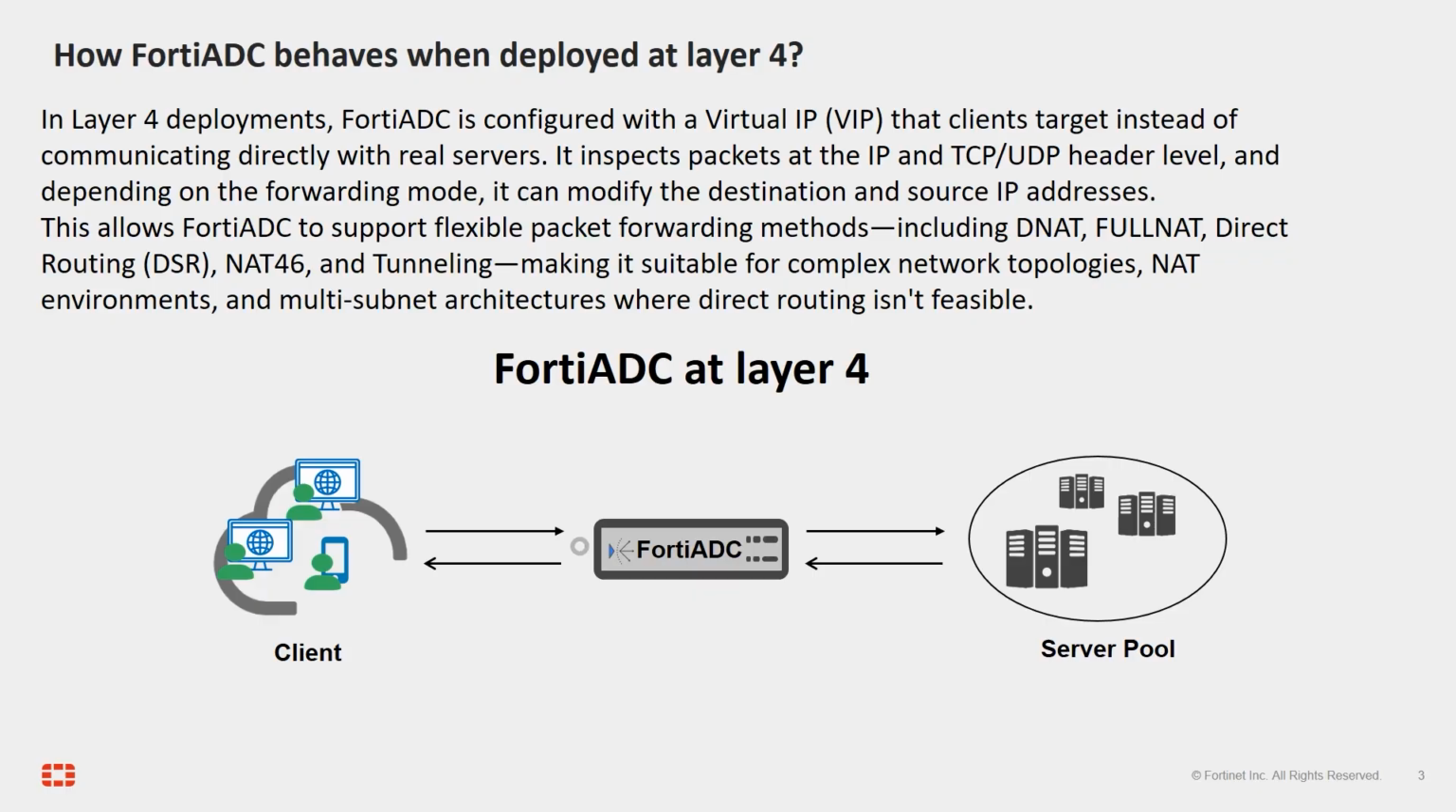In Layer 4 deployments, FortiADC is configured with a VIP that clients target instead of communicating directly with real servers. It inspects packets at the IP and TCP/UDP header level, and depending on the forwarding mode, it can modify the destination and source IP addresses. This allows FortiADC to support flexible packet forwarding methods, including DNAT, Full NAT, direct routing, NAT4to6, and tunneling, making it suitable for complex network topologies, NAT environments, and multi-subnet architectures where direct routing isn't feasible.